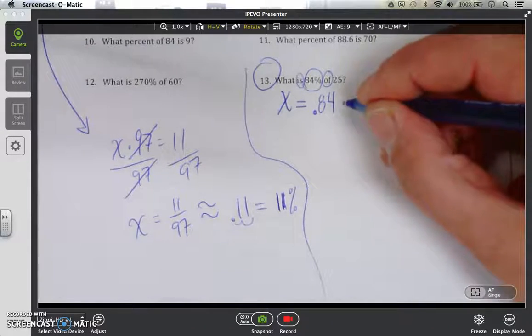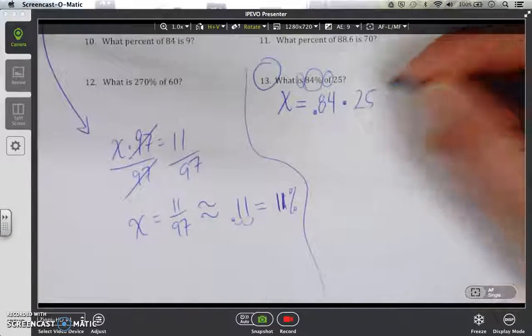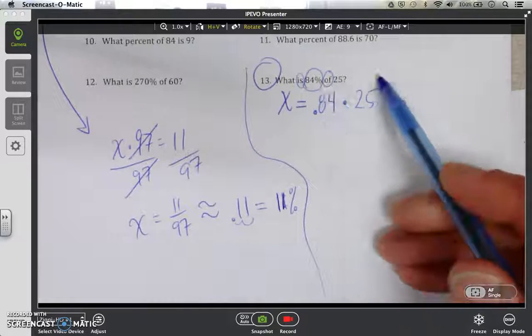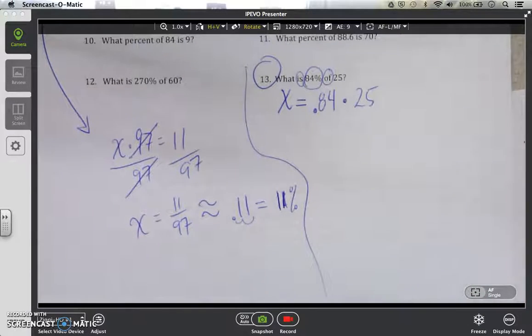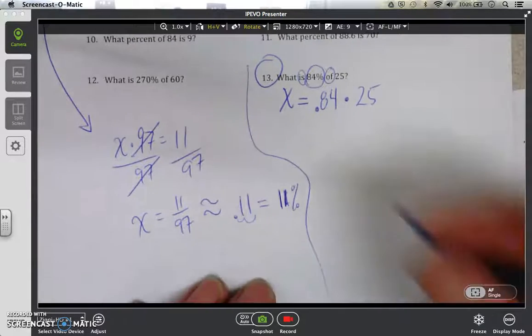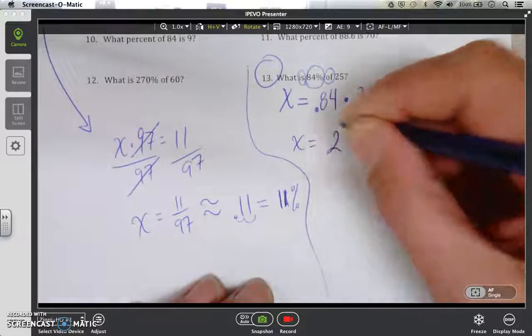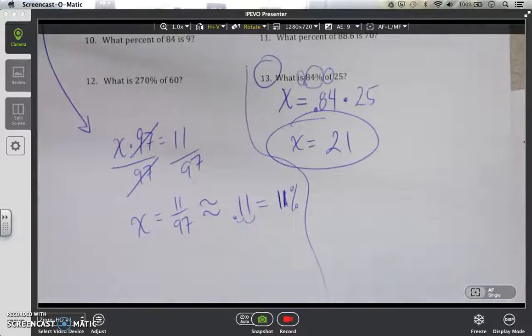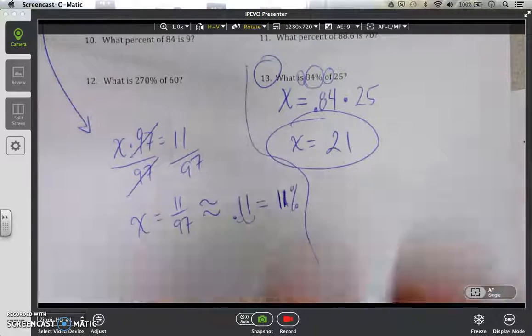Of 25 means multiply 25. So really, just saying 84% of 25 is 0.84 times 25. There's really not much to percentages once you know the way to set them up, they're all very much similar. And on the calculator, I did that, and I got 21. So there you go. And that's it. So try the rest of them out.